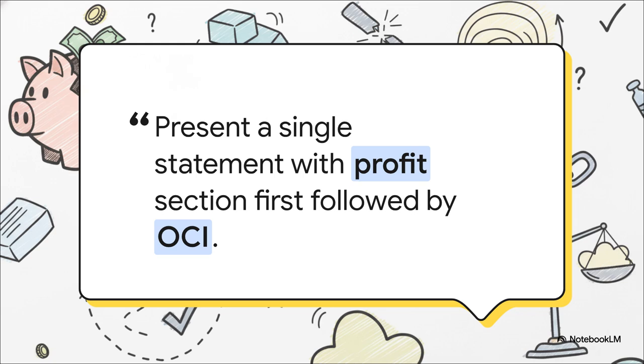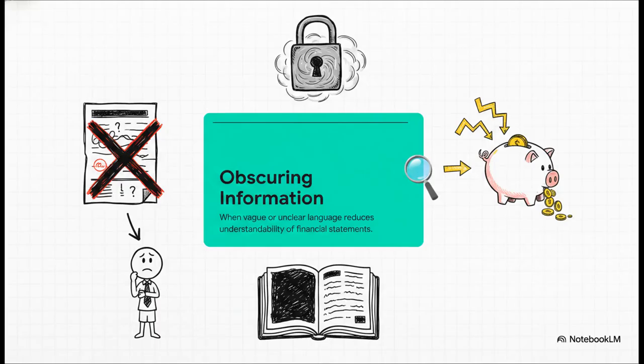Here's the catch. Paragraph 10A of Ind AS 1 strictly mandates that an entity must present profit or loss and other comprehensive income in two very distinct sections within that single statement. Because the statement is made up of more than one section, simply waving your hands and declaring that a gain or loss is recognized in the statement of profit and loss completely fails to identify which actual section is being used. And guys, this perfectly fits the definition of obscuring information under paragraph 7 of Ind AS 1.